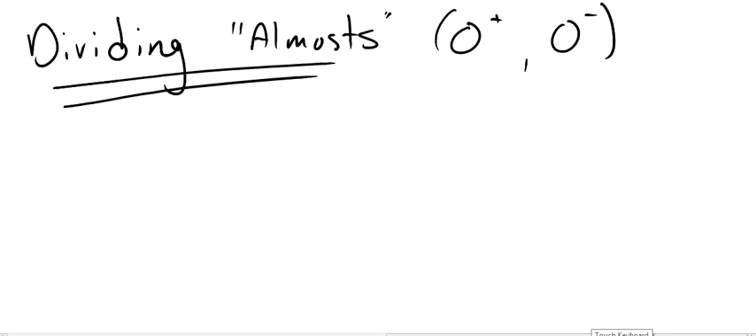Okay, so now we're going to talk about how to divide almost. Some people have a hard time with this. Almost are almost zeros. That's the important one. 0 plus and 0 minus. Everything else, 1 plus is just 1, so it's not that important.